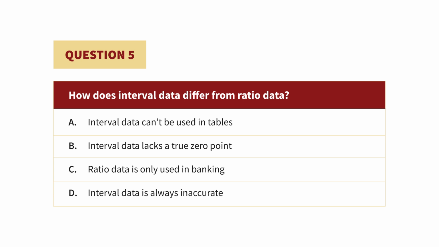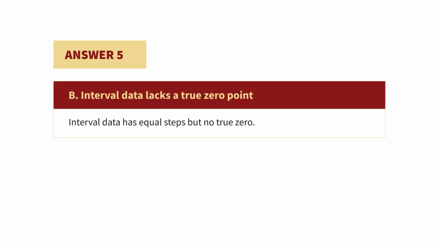Question 5. How does interval data differ from ratio data? A. Interval data can't be used in tables. B. Interval data lacks a true zero point. C. Ratio data is only used in banking. D. Interval data is always inaccurate. The correct answer is B. Interval data has equal steps, but no true zero.